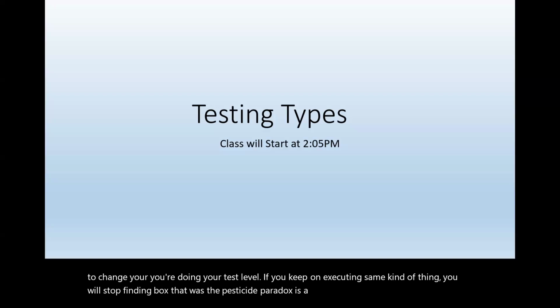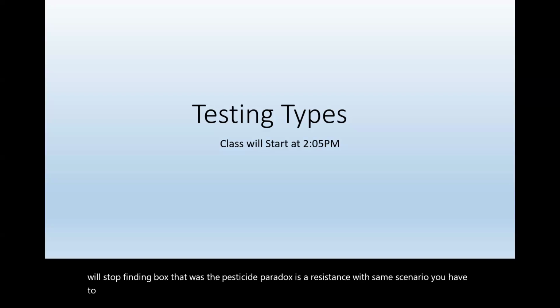You have to resist the same scenario, so you have to change your test data. That's what the pesticide paradox is. These are the 7 principles of software testing.